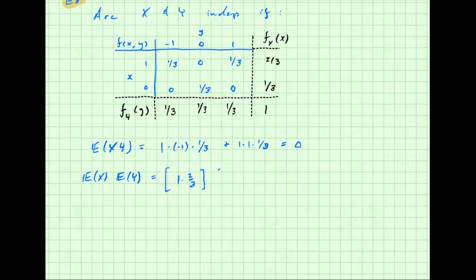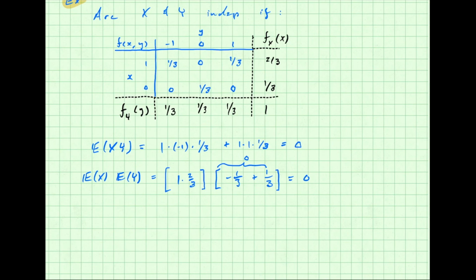And then the expected value of y is minus 1 times 1/3, plus 0 times 1/3, plus 1 times 1/3. Those in the end give us minus 1/3 plus 1/3, so this is 0. And so the product of their expected values is 0.